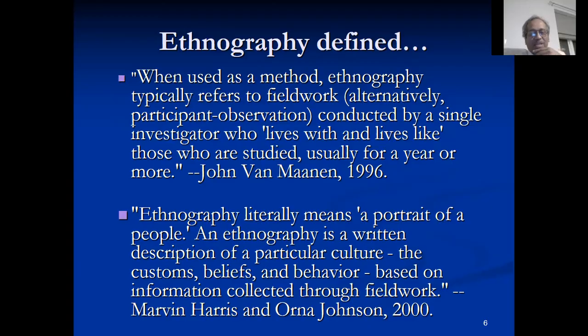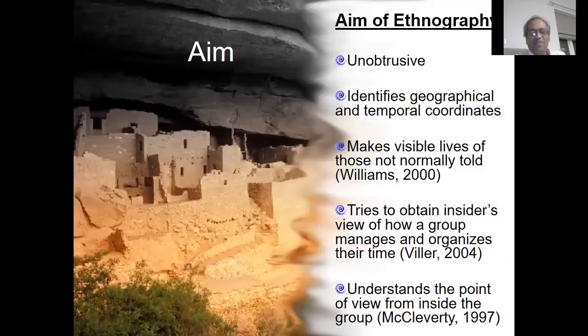Ethnographic study of the second coming, I would think. So the aim of an ethnography is to be unobtrusive, and it identifies the geographical and temporal coordinates and makes visible, which is very important. Sometimes it's not seen or observable normally, but the ethnographic study makes it visible.